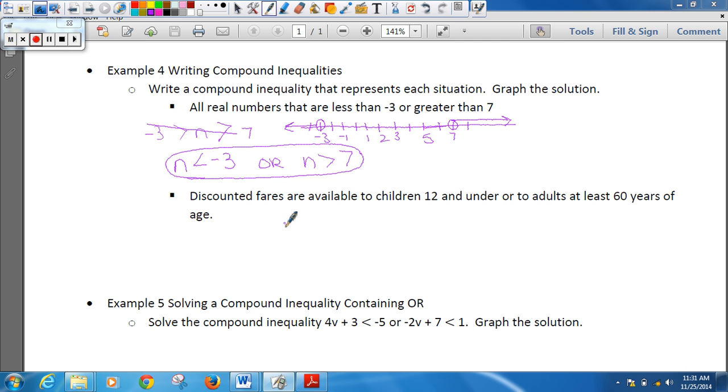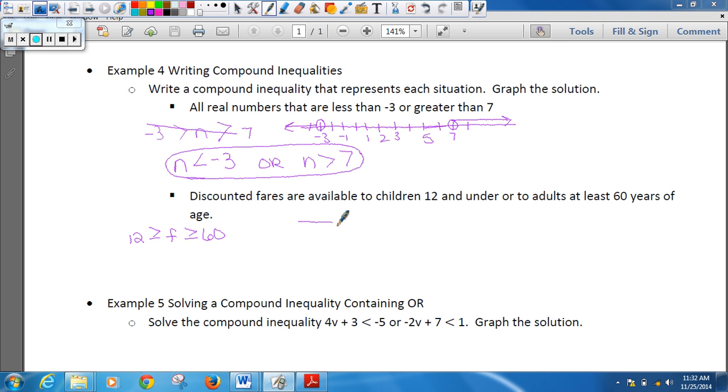The second one then says discounted fares are available to children 12 and under or to adults at least 60 years of age. So the discounted fare is available to children 12 and under. So the fare is available for less than or equal to 12, because they can be 12 and still get it, or at least 60 years old. So it has to be greater than or equal to 60.